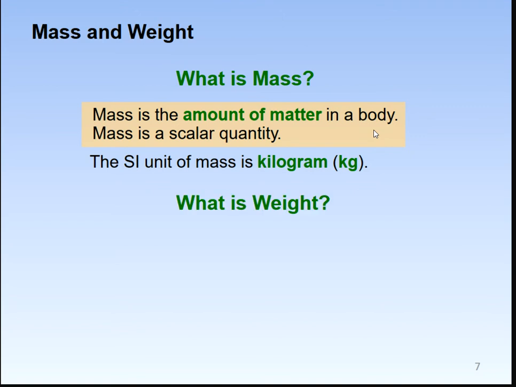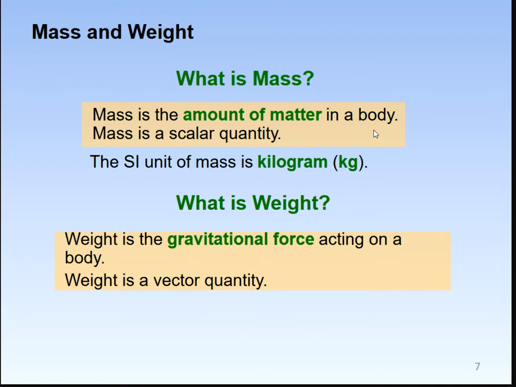So now what's weight? Weight is the gravitational force acting on a body. It is a vector quantity. So the very first difference that we can see is that one is a scalar, one is a vector. Scalar, no direction. Vector has direction. In fact, weight is a force, so we need to state the direction of the force. Since weight is the gravitational force acting on a body, when you go to a different planet that has a different gravitational field strength, your weight is going to change.